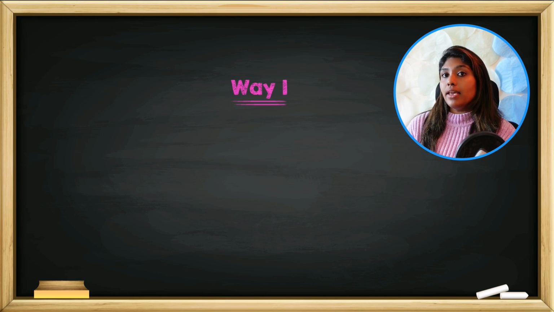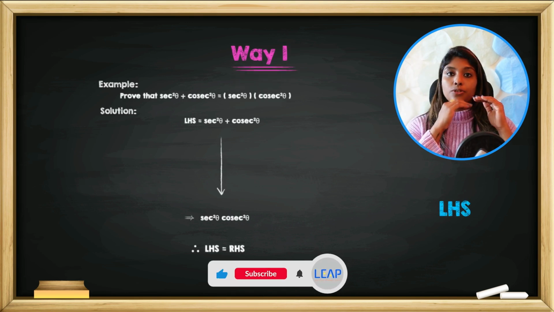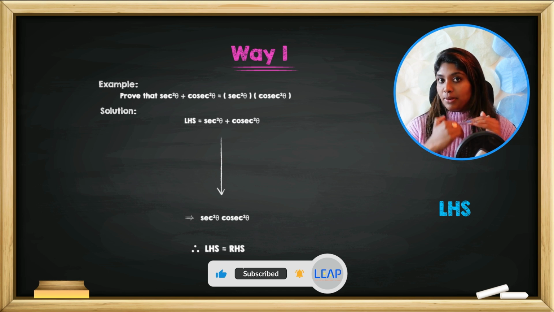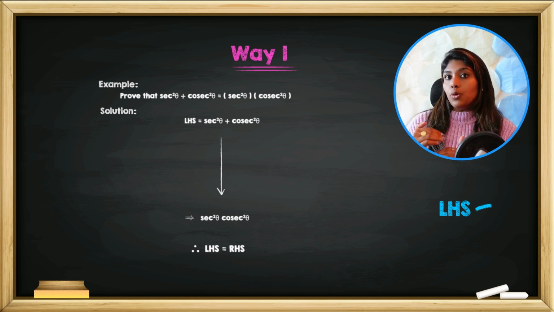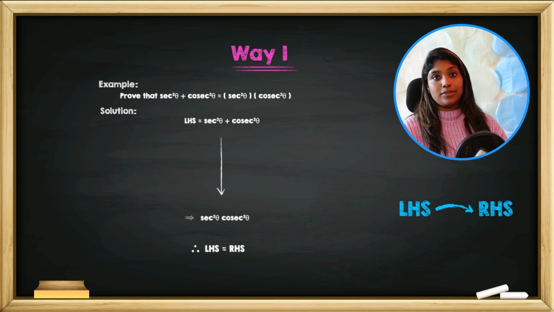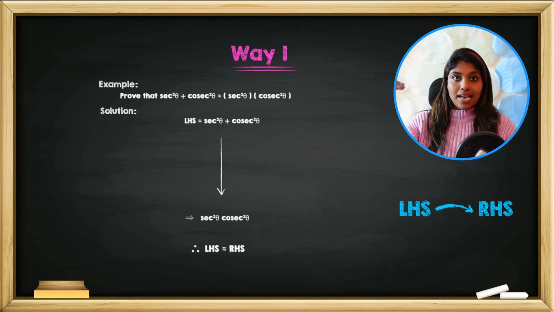Now, when you're given a trigonometric identity to be proved, there are three different ways in which you can prove the problem. The very first way is that you start with the left-hand side of the identity, you solve it step by step, simplify it, and you arrive at the last step where it is equivalent to the right-hand side of the identity. So you start from the LHS, you solve it, and you reach the RHS.